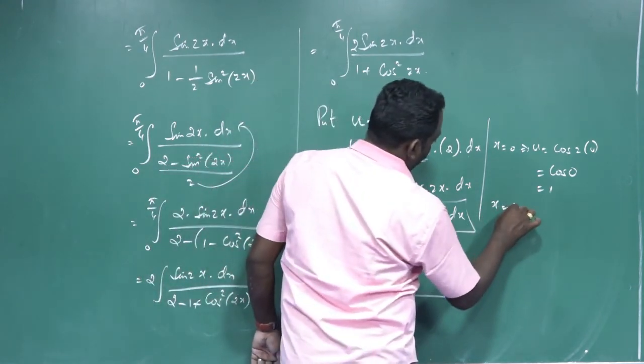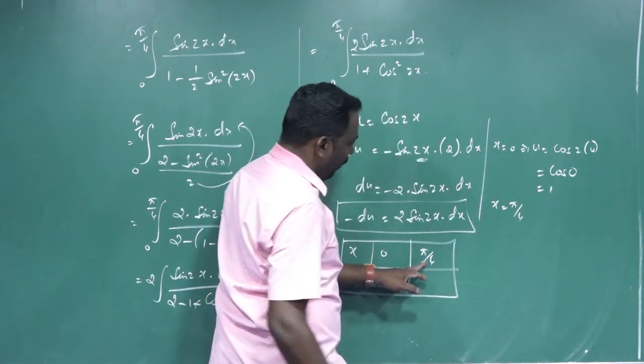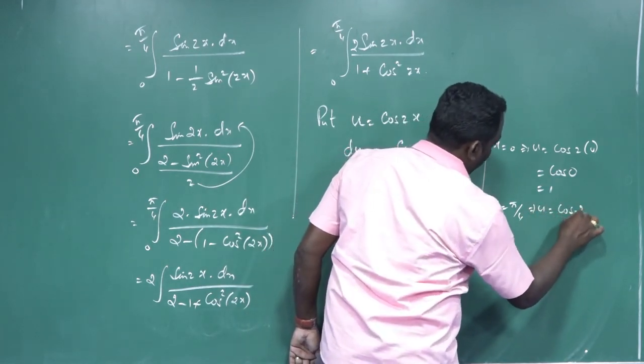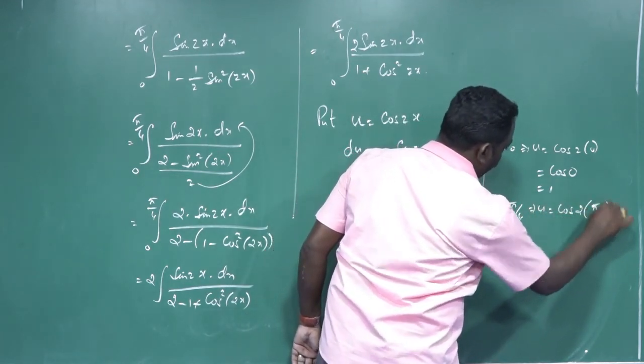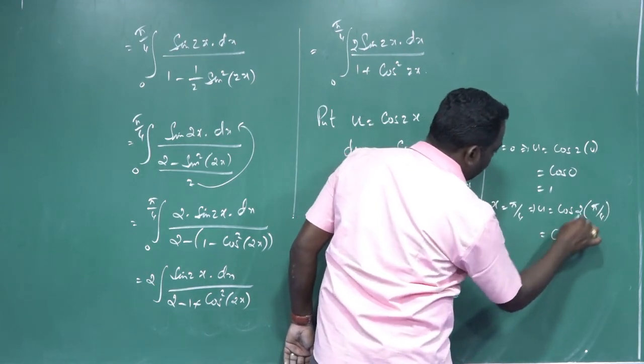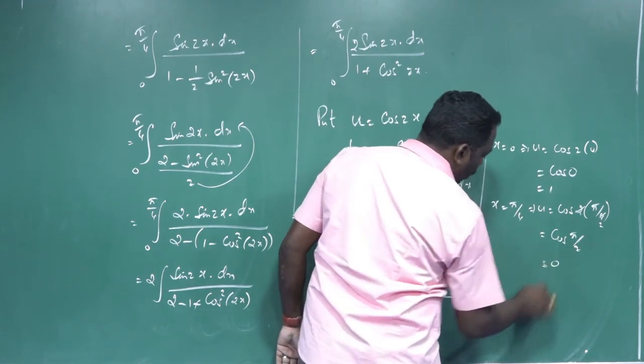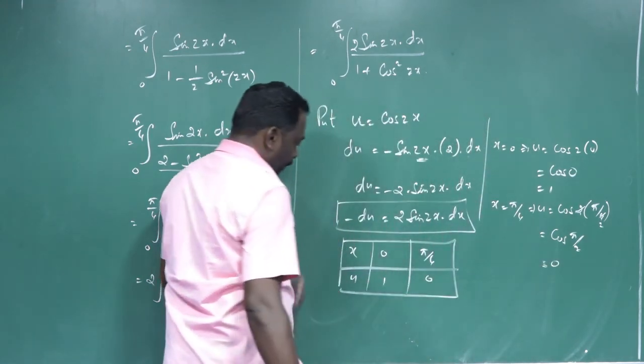Put x equal to pi by 4, which is called the upper limit value, that implies u equals cos 2 into pi by 4. That is equal to cos of pi by 2, which is cos 90, equal to 0.